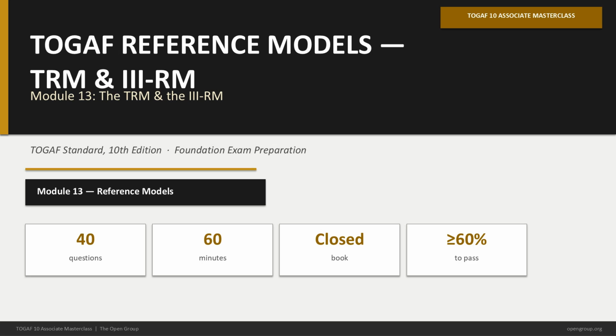Welcome to Module 13. TOGAF ships with two reference models, ready-made, generic taxonomies that give architects a head start. They are the Technical Reference Model, the TRM, and the Integrated Information Infrastructure Reference Model, the 3RM. In TOGAF 10, these moved into the series guides and carry less exam weight than the ADM, so we'll keep this focused: what each one is, where it sits in the continuum, and how to tell them apart. That's exactly what the exam tests. Let's go.